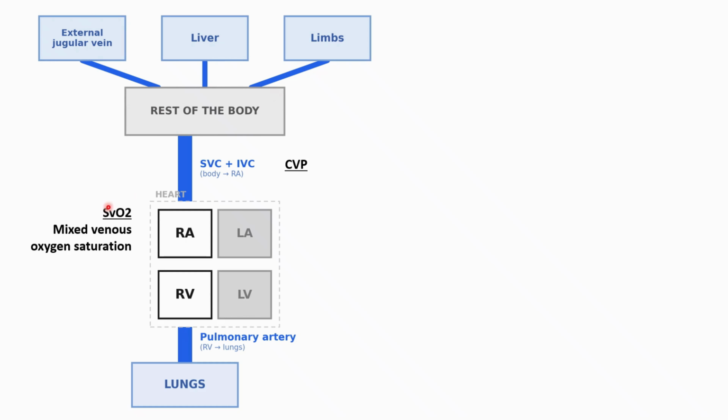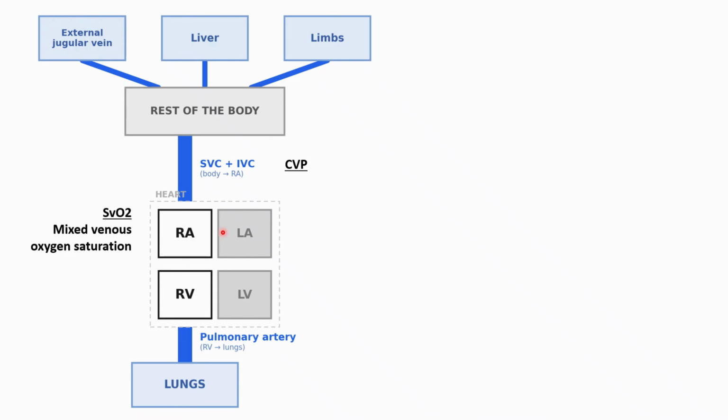So if SVO2 is low, that means the body has extracted a lot of oxygen and very little oxygen is remaining in the SVC as it comes into the right atrium. Whereas if SVO2 is high, that means very little oxygen has been utilized by the rest of the body, and a lot of oxygen has spilled into the SVC and back into the right atrium. That's all I want you to think about.